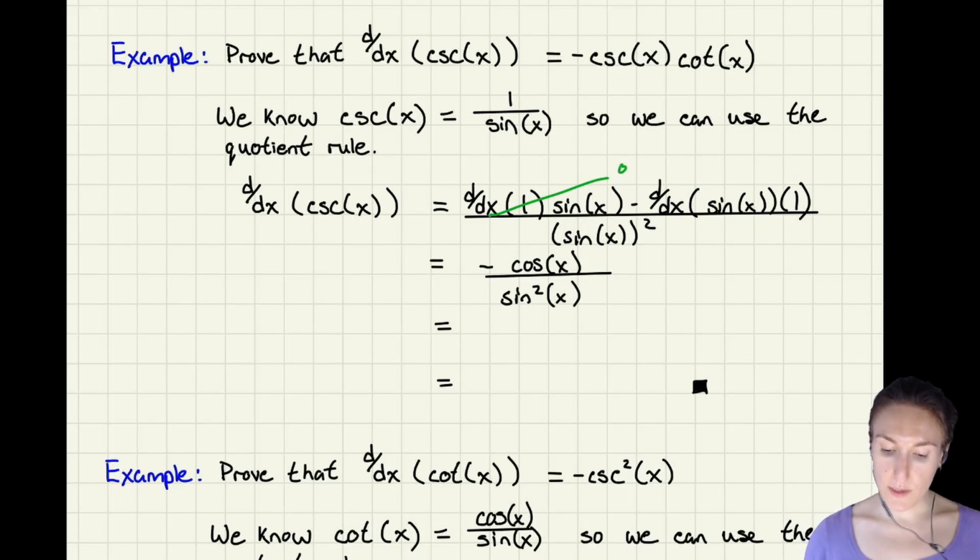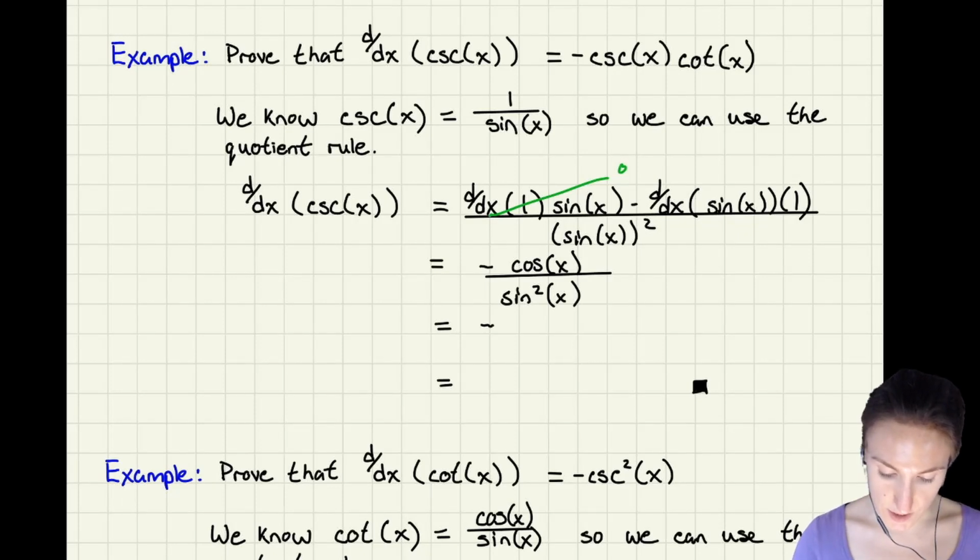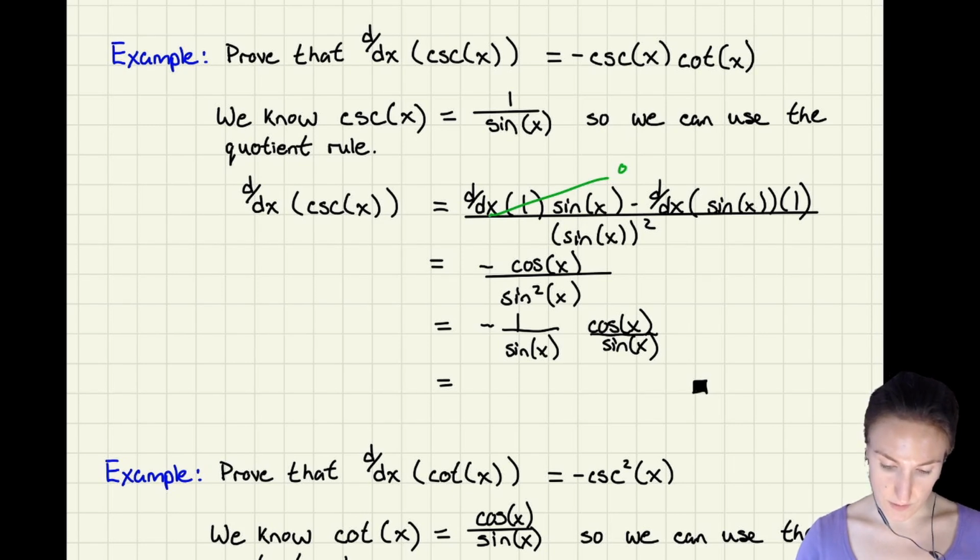And again, what I'm going to do is write this as minus 1 over sine. So this will be for my cosecant. And then I have cosine over sine, which is 1 over tan, which is just cotangent. So we have minus cosecant x, cotangent x.